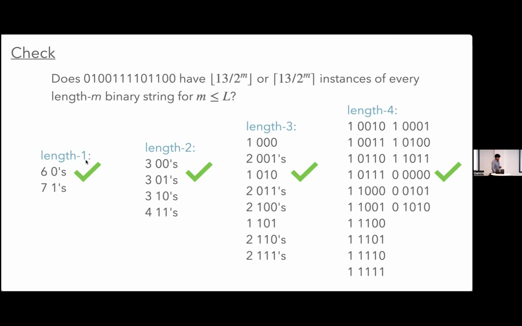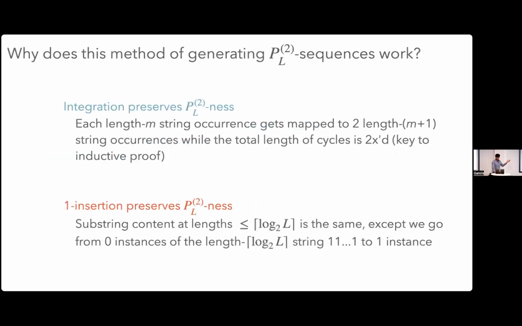length 1 strings occurring as substrings, like 6 zeros, 7 ones. There are either 3 or 4 of the length 2s, either 1 or 2 of the length 3s, and either 1 or 0 of the length 4s. So this checks out. This is a PKL sequence. So you understand operationally how this is going.